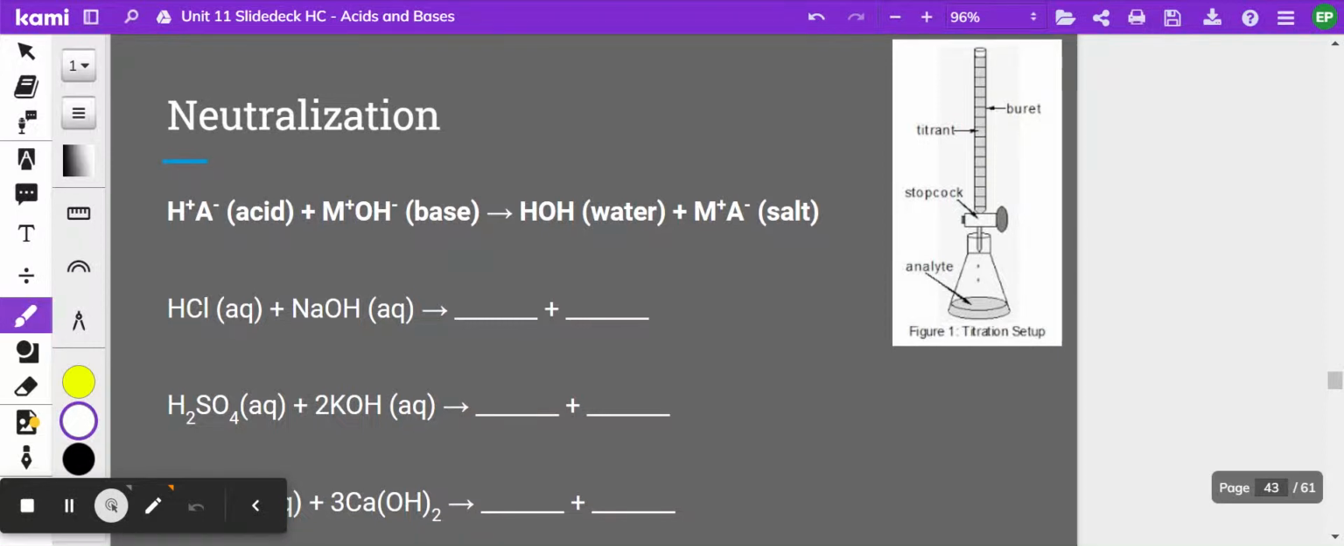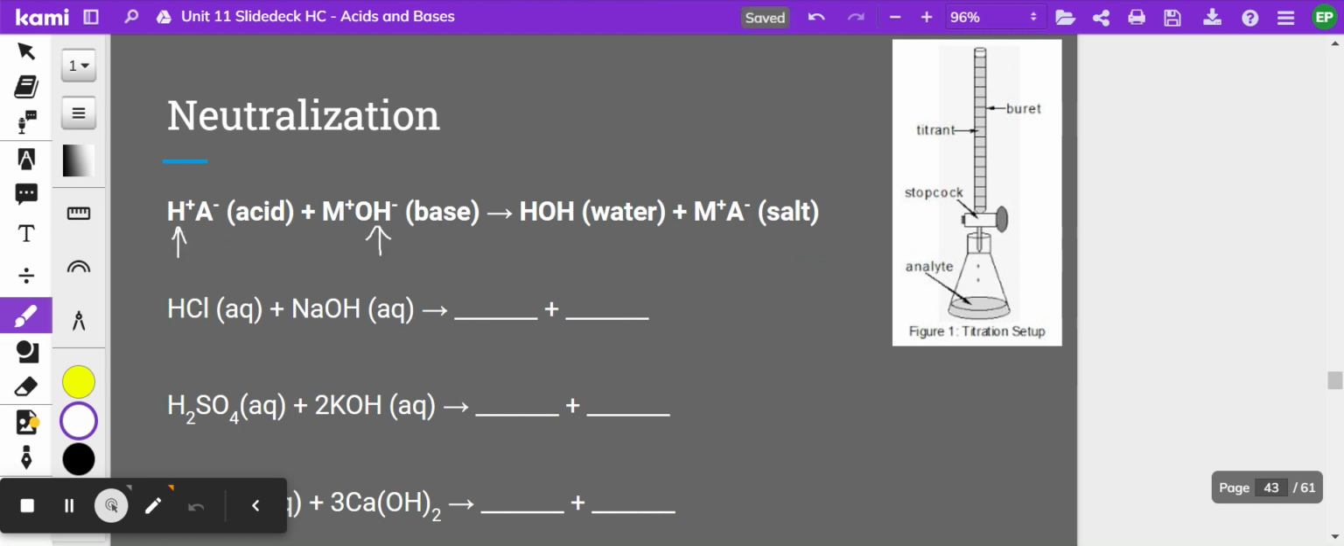All right, hello chemists. In this video, we will talk about neutralization and the basics of titrations. A neutralization reaction is a reaction where a Bronsted-Lowry acid and base react to neutralize one another. Note that acids contain hydrogen ions and bases contain hydroxide.